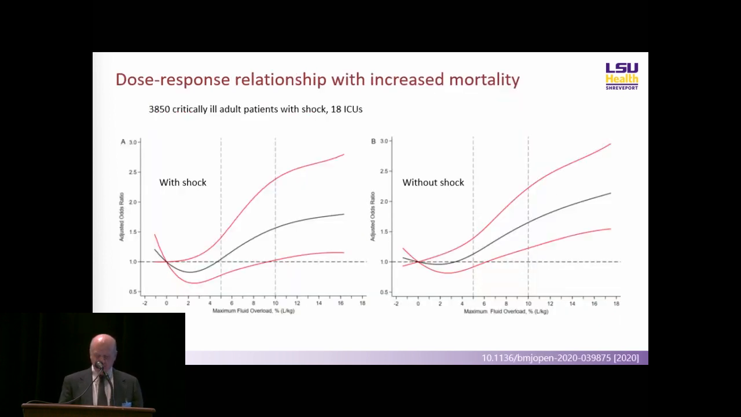This shows that getting the amount of fluid right is correct. If you underdose patients with shock, you have a higher mortality than if you dose them right. And if you overdose, you can see the same curve. So you have to give the right amount. Patients in shock need fluid. It's just giving them only what they need.